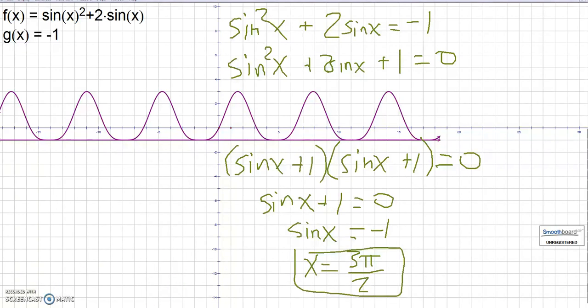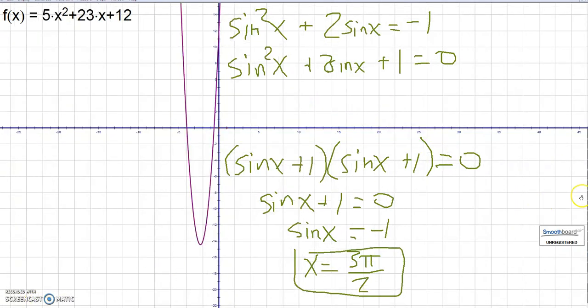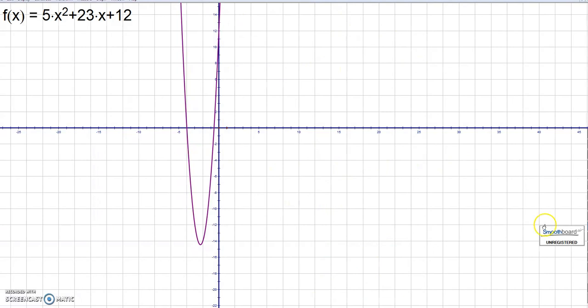Okay, moving on to our last algebra type example. Again, let me erase this really quick. There we go. This is another x-intercept sort of thing. Where would 5x squared plus 23x plus 12 have an x-intercept? To answer that, we need to think, where does this function equal 0?